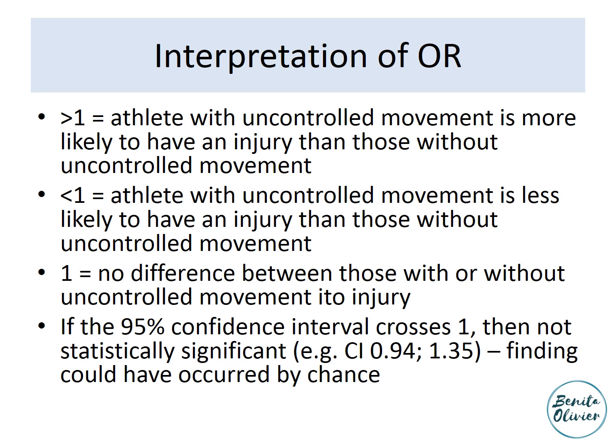An odds ratio of less than 1 means the athlete with uncontrolled movement is less likely to have an injury than those without uncontrolled movement. And an odds ratio of 1 means there's no difference between those with or without uncontrolled movement in terms of injury. Remember to have a look at the 95% confidence interval as well. A 95% confidence interval which crosses 1 means that the finding is not statistically significant and that the finding could have occurred by chance. And you can't base any of your assumptions on that finding.